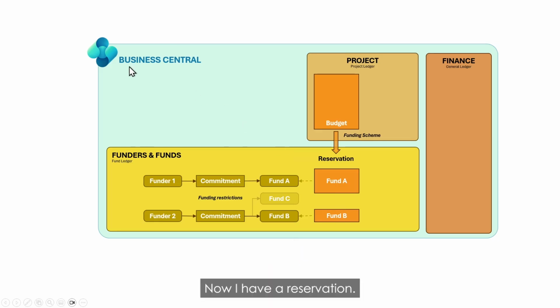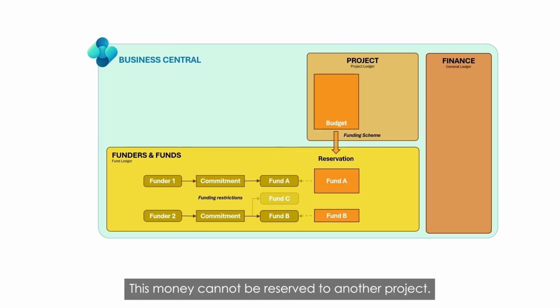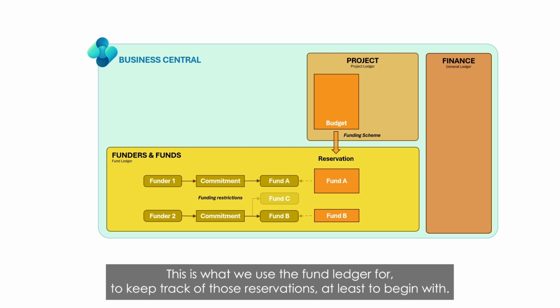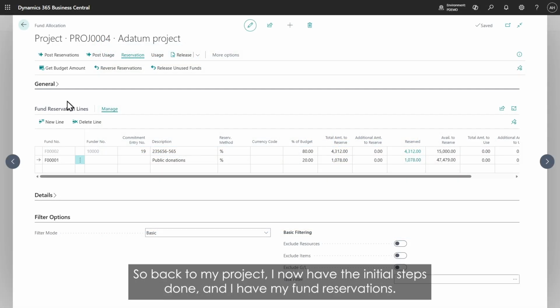Now I have a reservation. This money cannot be reserved to another project. It is now earmarked for this project. And if anybody else goes to fund a project, they cannot make a reservation on that specific amount because it's taken out. And this is what we use the fund ledger for, to keep track of those reservations, at least to begin with.